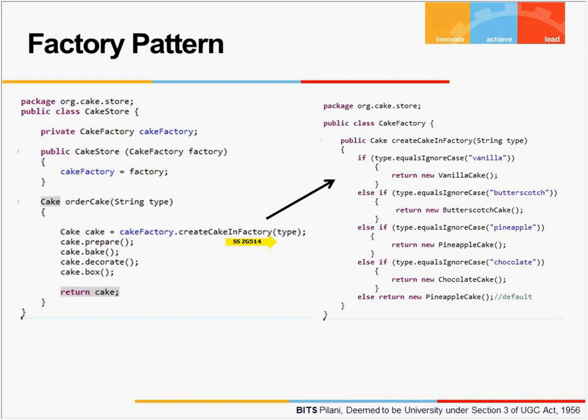So you move the creational logic, which is actually taking most of the space of the order cake method. It is taking most of the order cake method and making it do highly unrelated tasks. So the idea is to move the complex creational logic into another class. You can name that class anything, but just to have a standardized name, it is suffixed or prefixed with the word factory to explain that this is the implementation of a factory pattern, right?